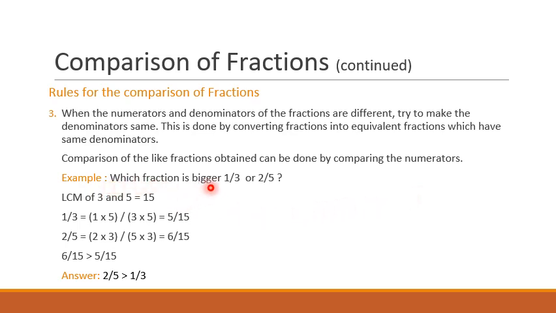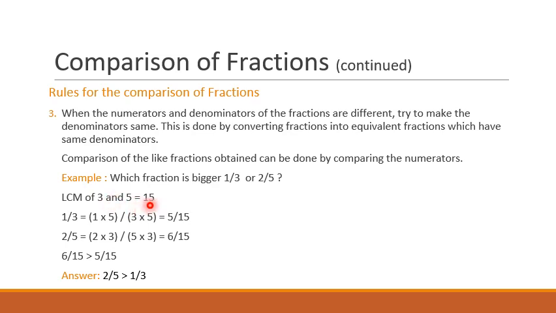Which fraction is bigger, 1 by 3 or 2 by 5? Here the numerators are different, and the denominators are also different. So now I have to try to make the denominators the same. To do that, I have to find the LCM of the denominators, that is 3 and 5. The LCM of 3 and 5 is equal to their product, that is 15. So the LCM of 3 and 5 is 15.